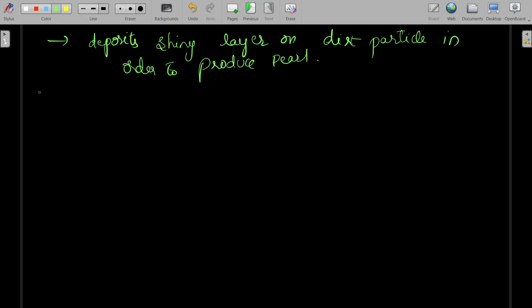What is the need of producing a pearl? It produces a pearl in defense. It thinks that this dirt particle is a predator, so it produces a pearl by depositing a shiny layer on that dirt particle. So it becomes a pearl. This is the defense mechanism in Mollusca, which in turn produces pearls.